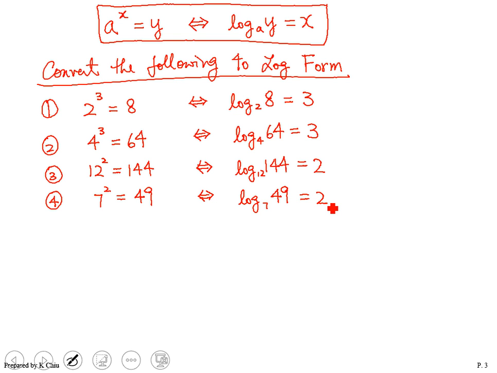That is not right. Number 5, I have 10 cubed equals 1,000. Can we turn it into the log form? It will be log 1,000 with the base 10 equals 3. Number 6, x cubed equals 15.